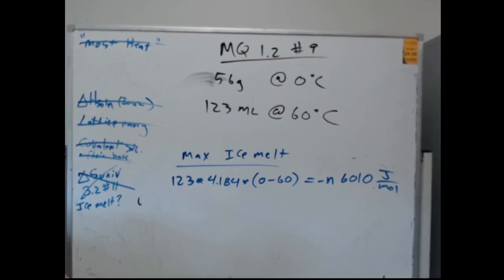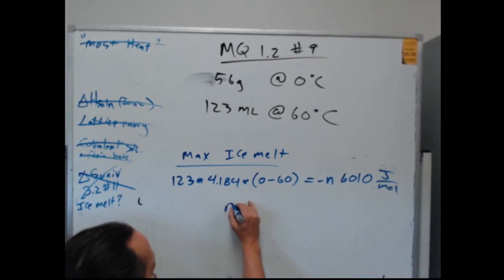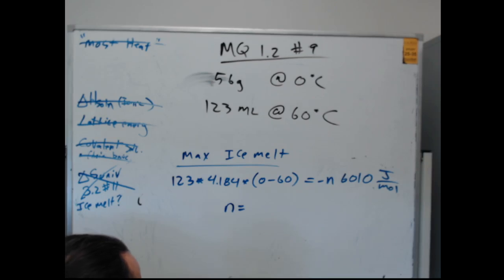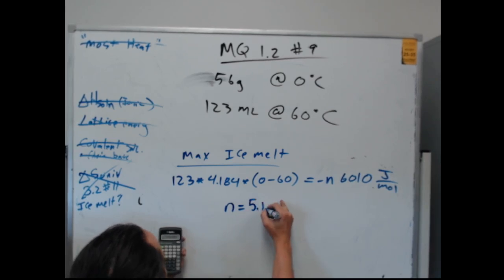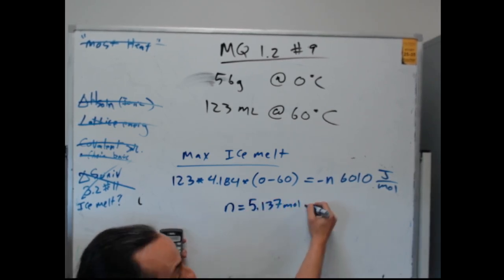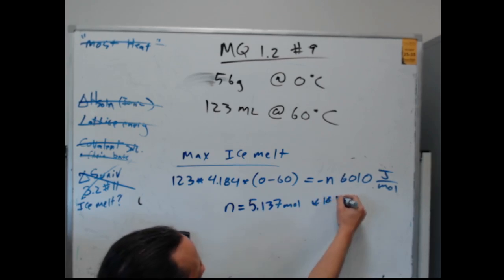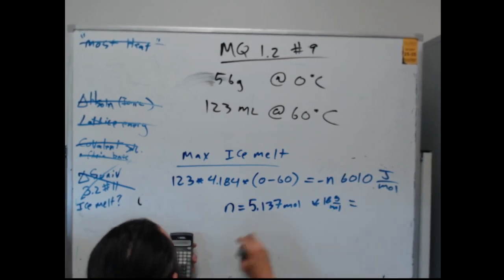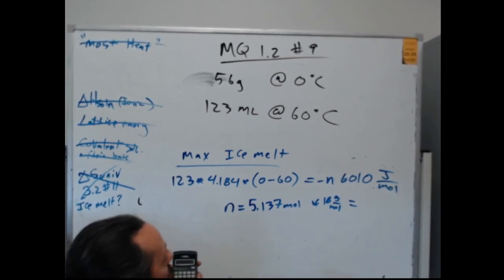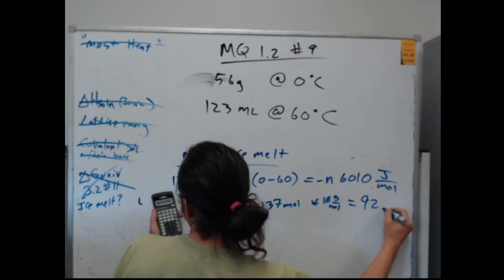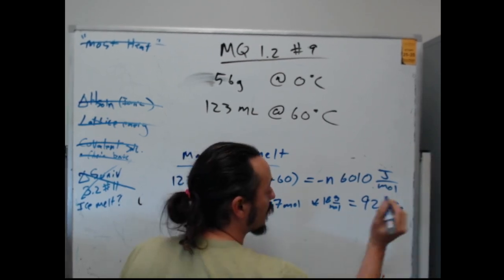So I do this calculation to figure out my maximum ice melting. I'm going to calculate an N value. I'm going to do 123 times 4.184 times 60 negative, and I get negative big number. I'm going to divide by negative 6010 to get 5.137 moles. I'm going to multiply by 18 grams per mole, and I could, at maximum, melt 92.5 grams.